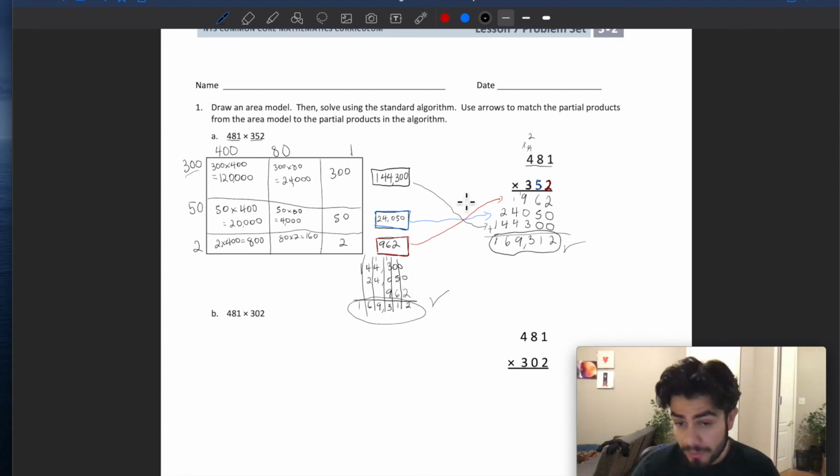Now, when you get really good at them, and you don't need to do these steps, and it doesn't ask for it in the question, then by all means, do it whichever way you feel is the fastest. But for now, try to connect those partial products from your area model to your standard algorithm, okay? If you need help, you know I'm here.